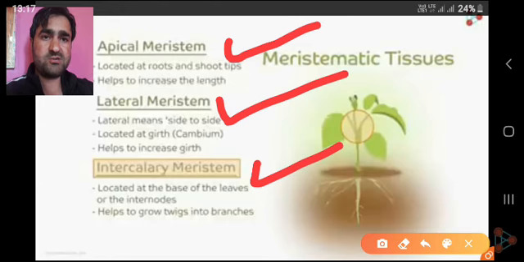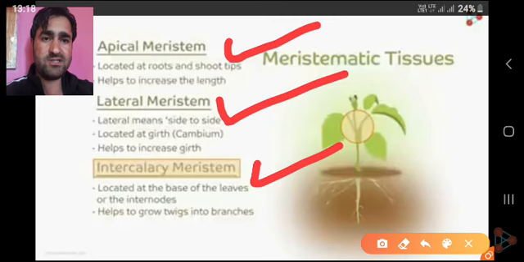Apical meristem is located at root and shoot tips, and it helps to increase the length, as you can see in the plant body itself. Lateral meristem means side to side. So it is located at the cambium and helps to increase the girth.